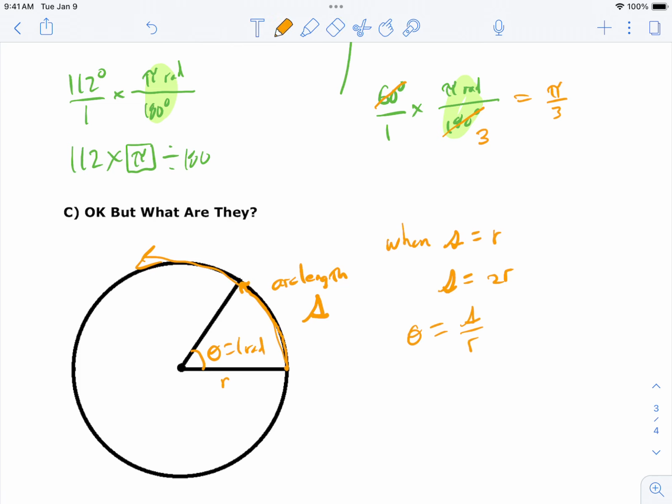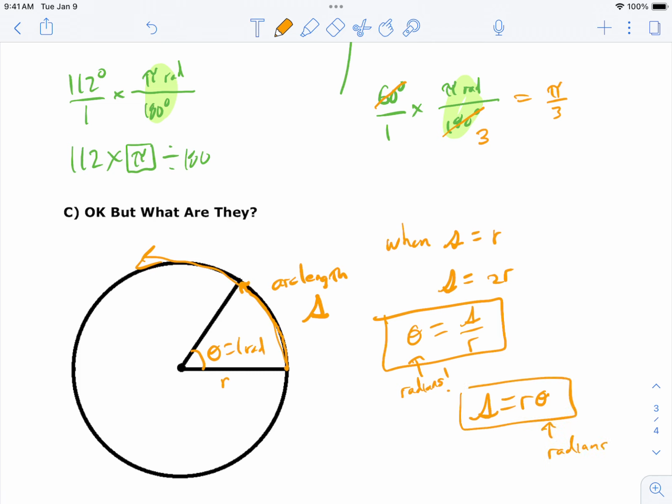So actually you can use this. This has to be radians, not degrees. This is radians, not degrees. Sometimes we rearrange that formula to write it this way, but again, theta is radians, not degrees. S is arc length, R is the radius of the circle, theta is the angle in radians. These are 2 common formulas.